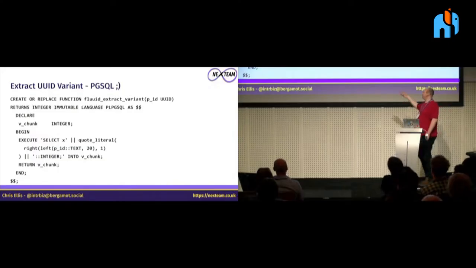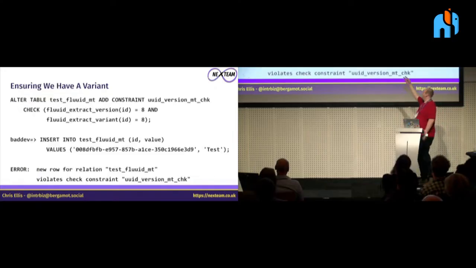And then we can go slightly further and actually say, well, let's extract the variant information as well. So all we have to do is pick out a different nibble. And then we can update our check as well to say that I only want IDs of this particular scheme in there. So because I've got different variants, some that specify it's a multi-tenanted ID, I can now enforce at a table level that my primary key is guaranteed to have tenant information in there.